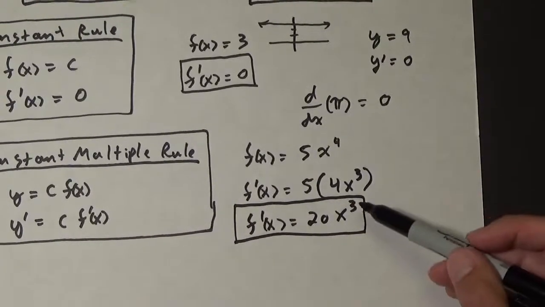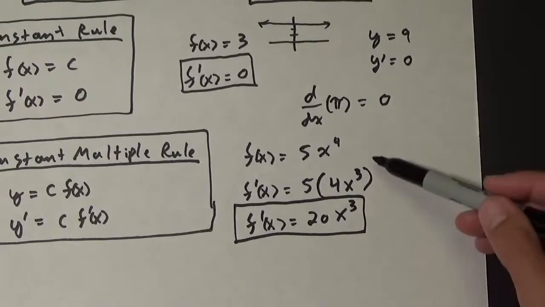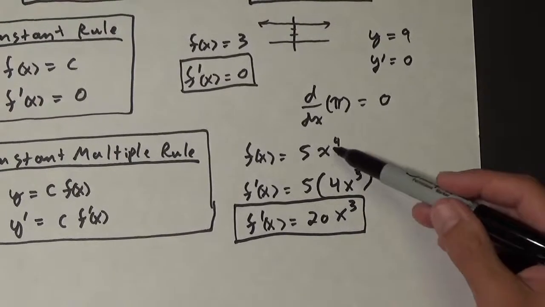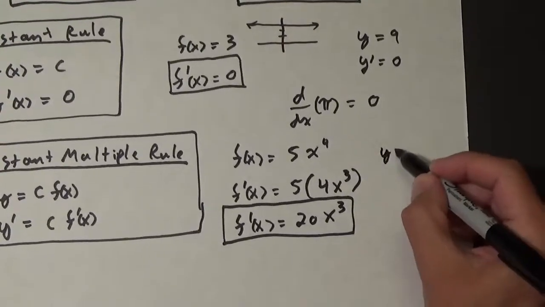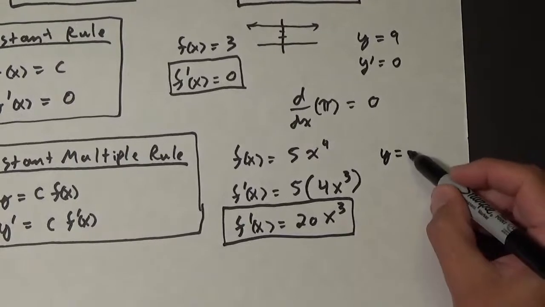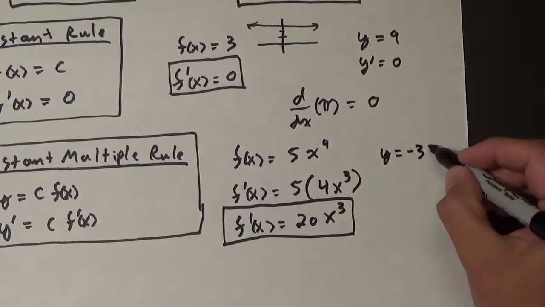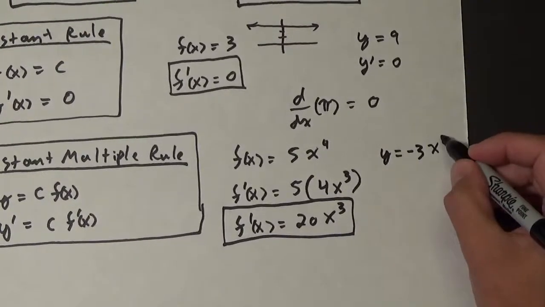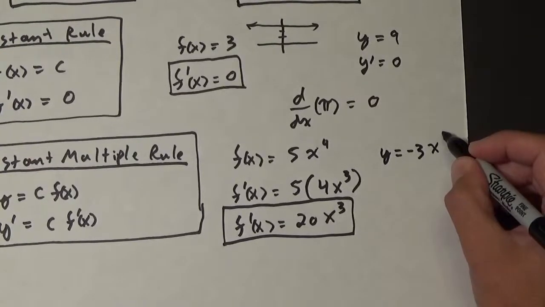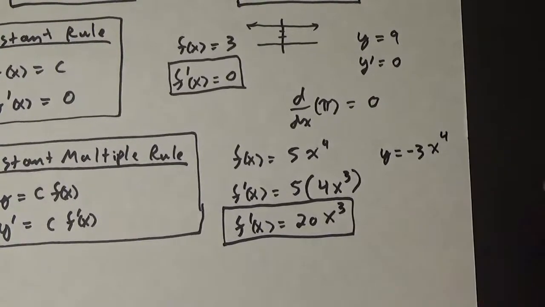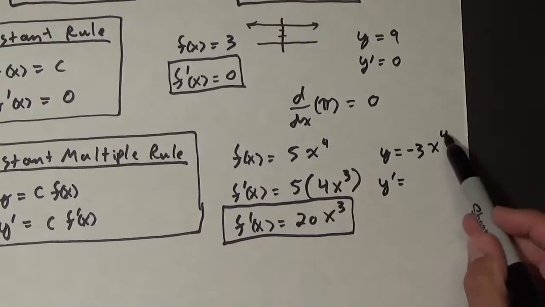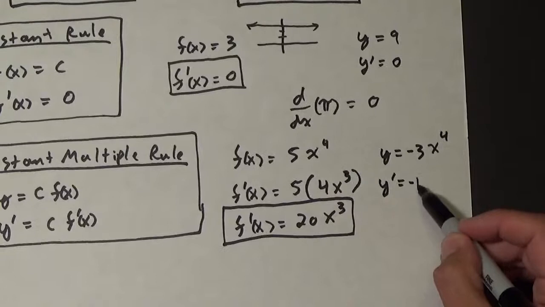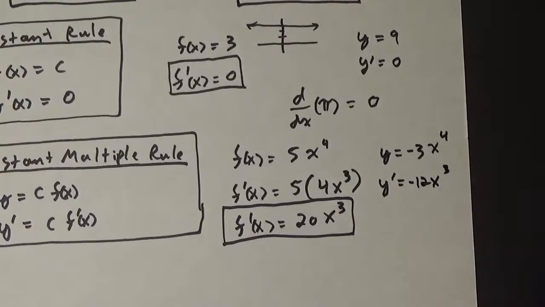All right, now I did this in 2 steps. I would say almost everybody who ever does calculus does this in 1 step. We go from here to here. So let's look at another example. Let's say we have y equals negative 3x to the 4th power. So then y prime, don't do 2 steps, just say, well, 4 times negative 3 is negative 12x cubed. And there we go. You have your derivative.